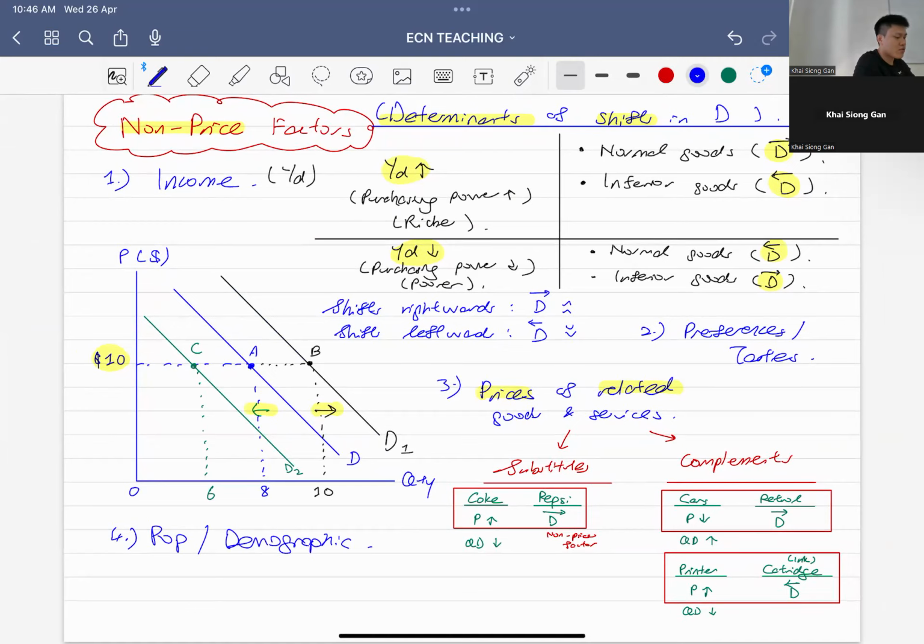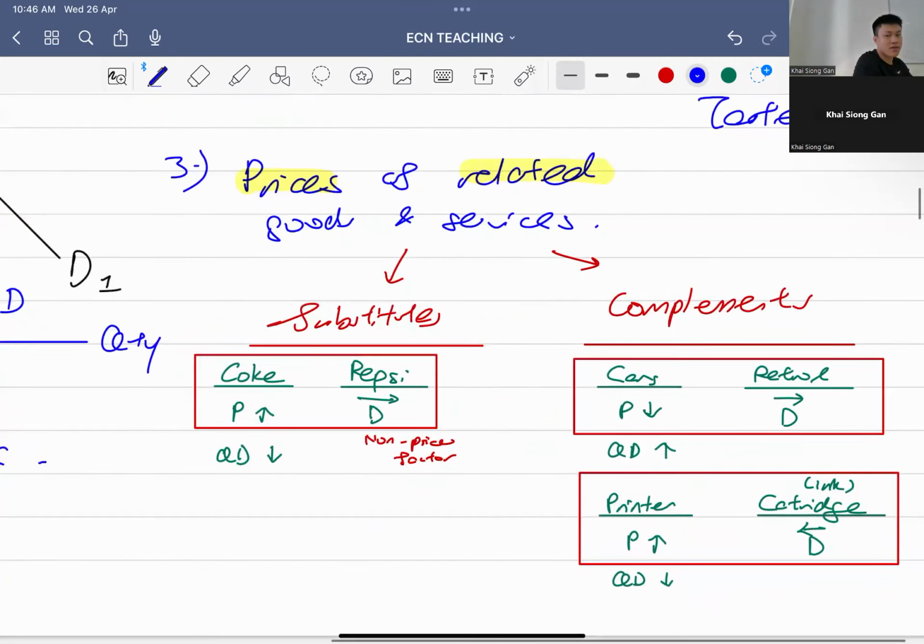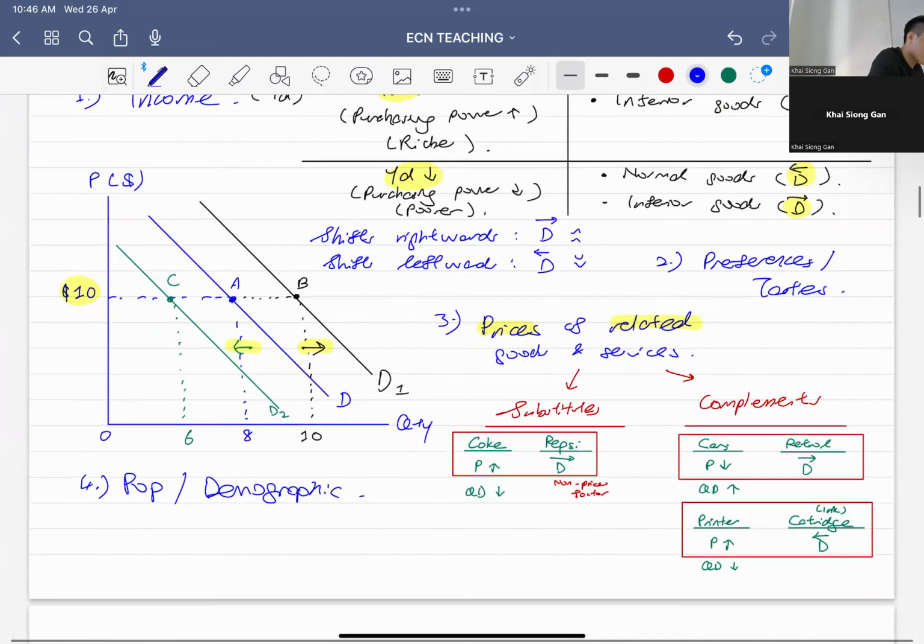Can. Oh, you want to write down, is it? Can. Oh, definition of substitutes. Oh, okay. I write here.